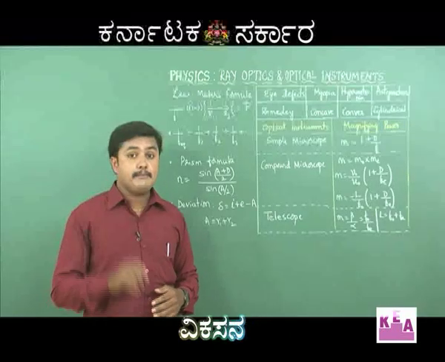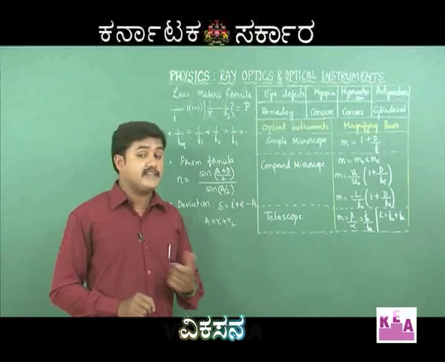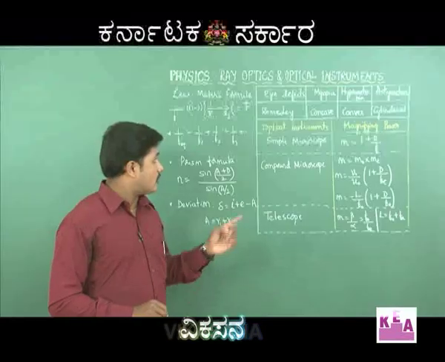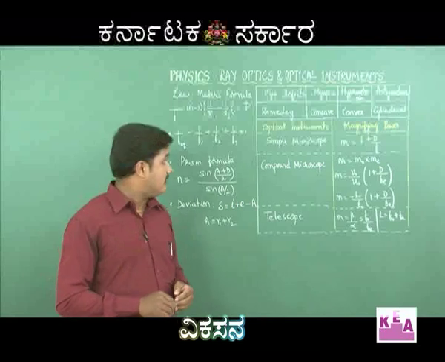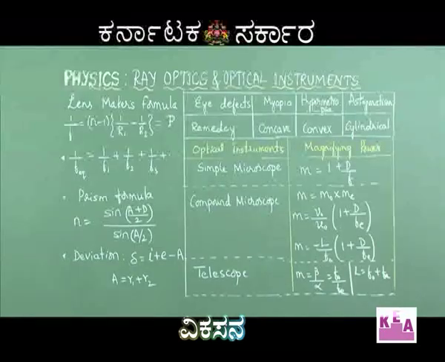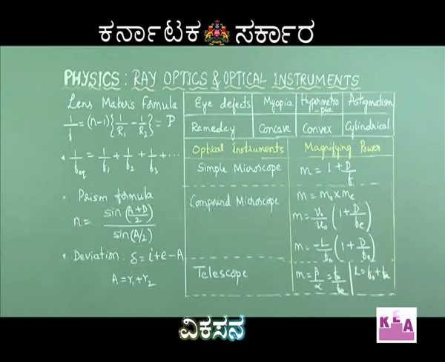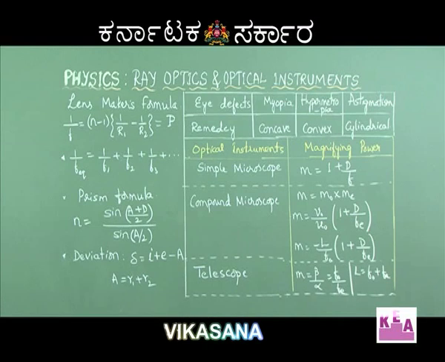Moving on to simple microscope, its magnifying power is given by m is equal to 1 plus D by f, where D is the least distance of distinct vision. And for compound microscope, you will have to remember a couple of formulae, that is m is equal to MO into ME, where MO can be written as VO by UO, ME is 1 plus D by FE. The same formula can also be written as m is equal to minus L by FO into 1 plus D by FE, where the symbols have their usual meaning. Here the negative sign indicates that the image is inverted.